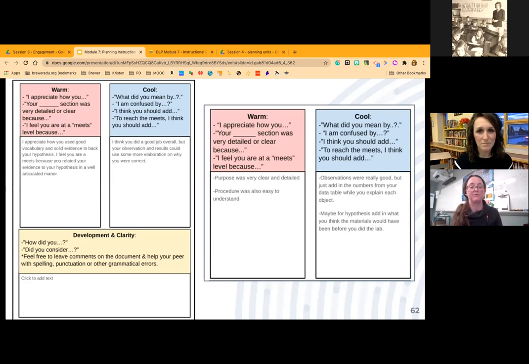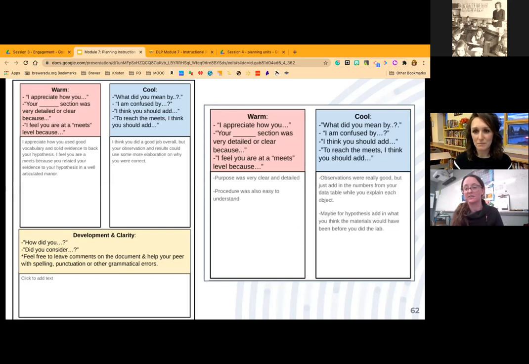So I also scaffold this by giving them these prompts as well. I gave them the rubric, and then the second page was the slide that said these prompts here for warm, cool, or clarifying feedback. And these are some examples from my students of what they wrote about their peers' work.